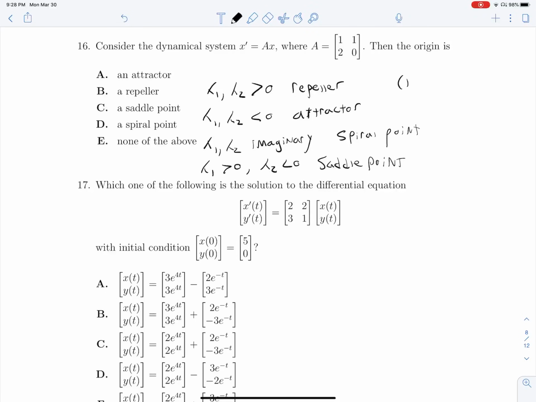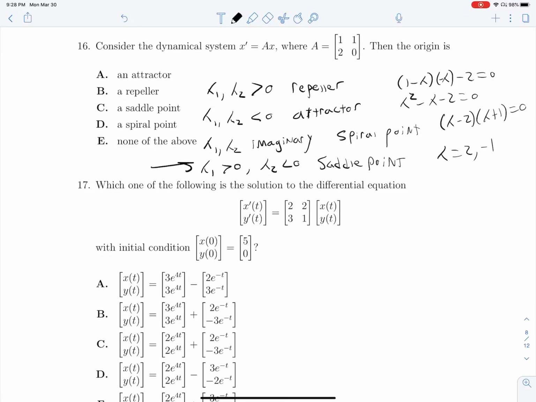We will have 1 minus lambda, multiplied by negative lambda minus 2, is equal to 0. This will give us lambda squared minus lambda minus 2 is equal to 0. Let's see, can we factor this? This will be lambda minus 2, lambda plus 1 is equal to 0. Yes, okay, that works. And so this means that lambda is equal to 2 and negative 1.